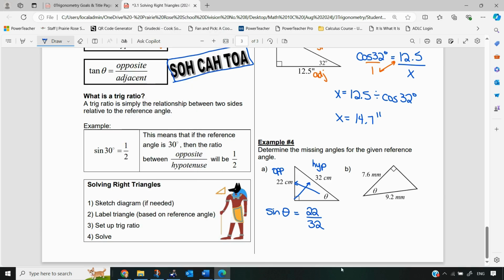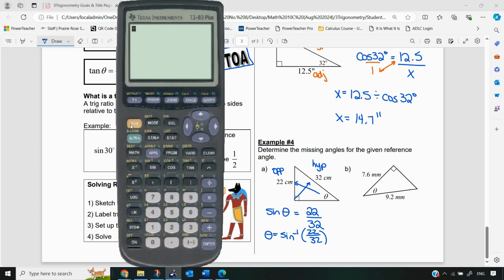And so for this question, to get the angle by itself, we're going to do sine -1, or the inverse sine of 22 over 32. So on our calculator, we're going to go second function, sine, that's how we get our inverse, 22 divided by 32, and that's going to give me an angle of 43.4 degrees. Rounded to the nearest degree would be 43 degrees.